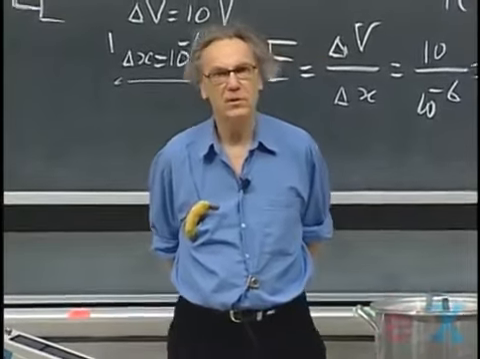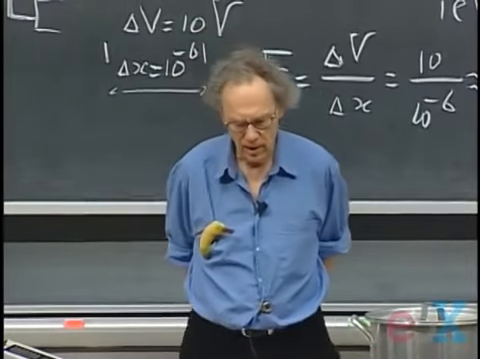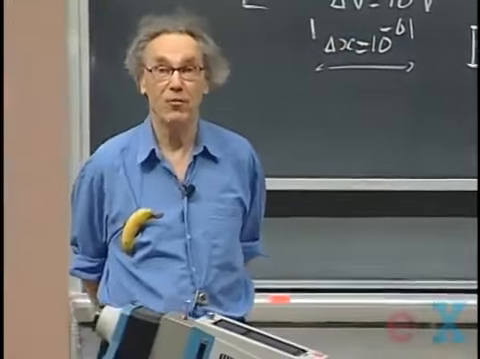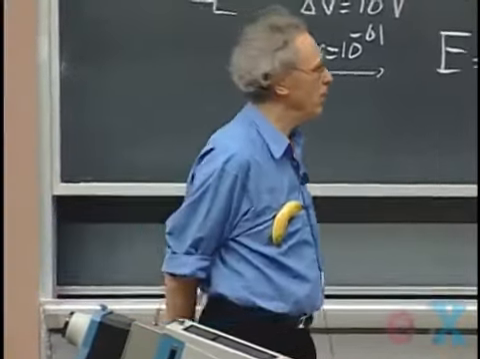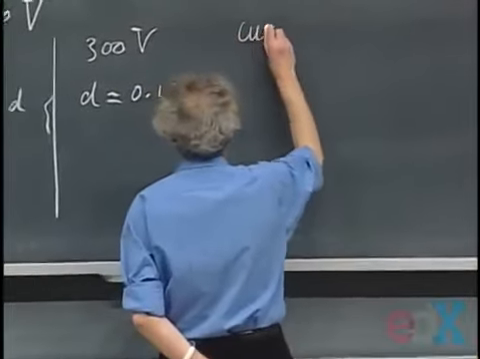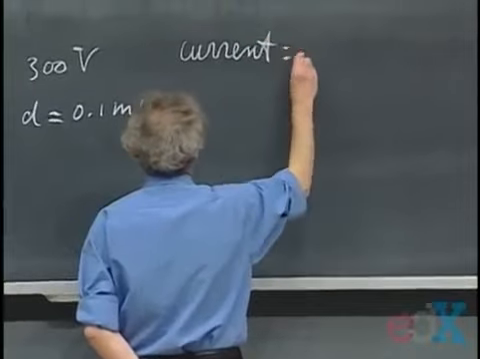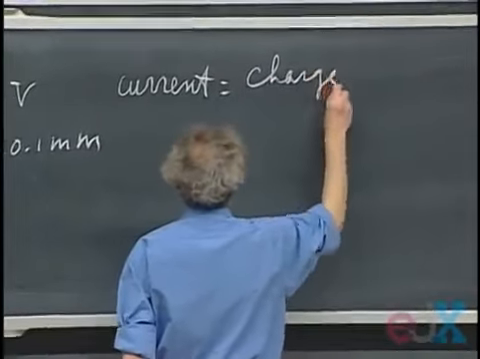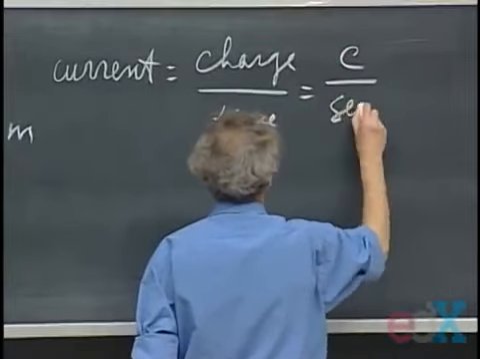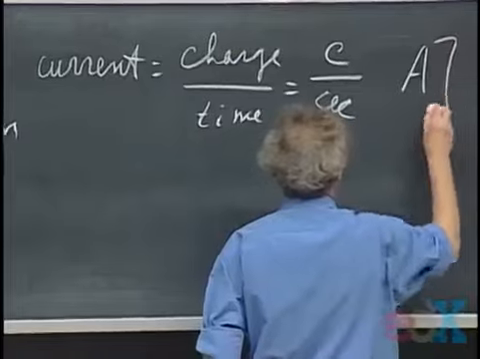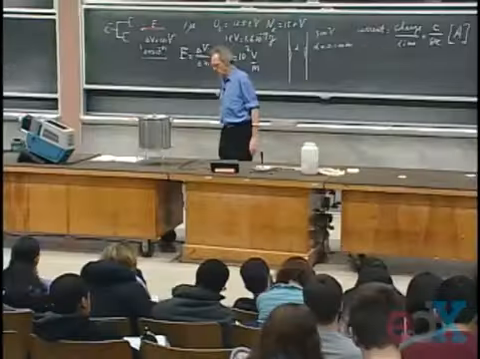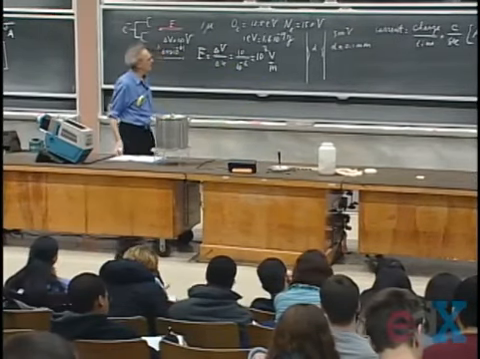Now, of course, high voltage alone doesn't necessarily kill you. What matters is not so much the voltage to get killed, but the current that goes through you. And current is charge per unit time. And so in SI units, it would be coulombs per second, for which we write a capital A, which stands for ampere, the Frenchman who did a tremendous amount of research in this area.